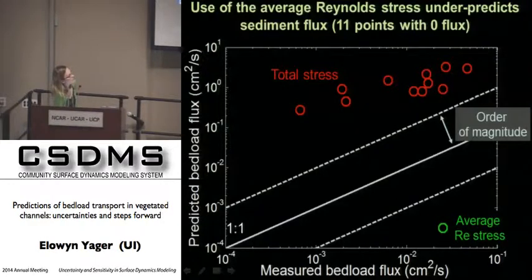So that's shown in green. You'll note there's only one data point here, and it's not because I've removed all the data points, it's just because the actual near bed Reynolds stress is less than the critical shear stress of our experiments. So we were predicting zero flux for 11 out of 12 experiments. Now we're systematically under-predicting sediment transport, so this really hasn't improved our calculations.